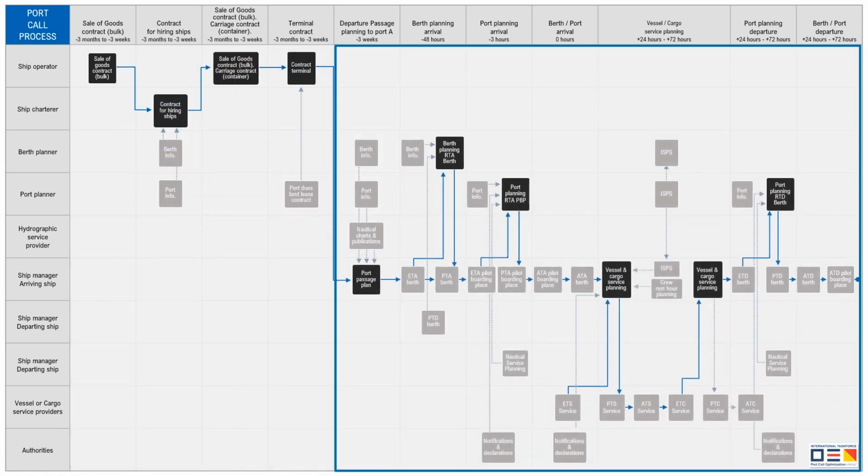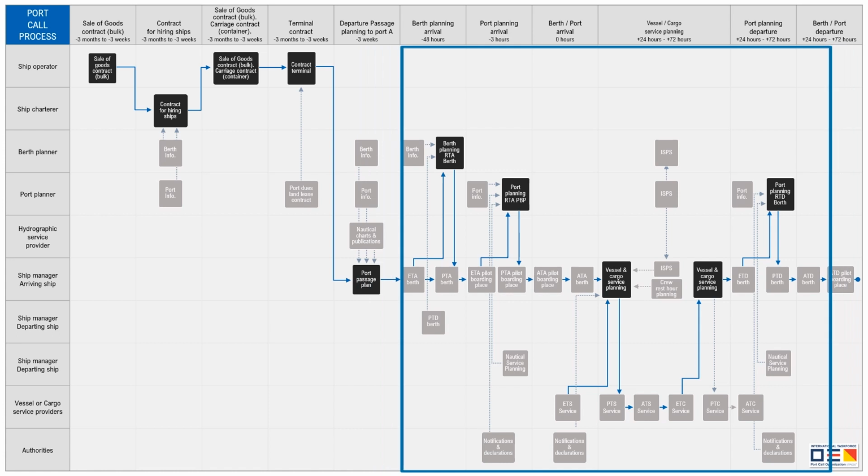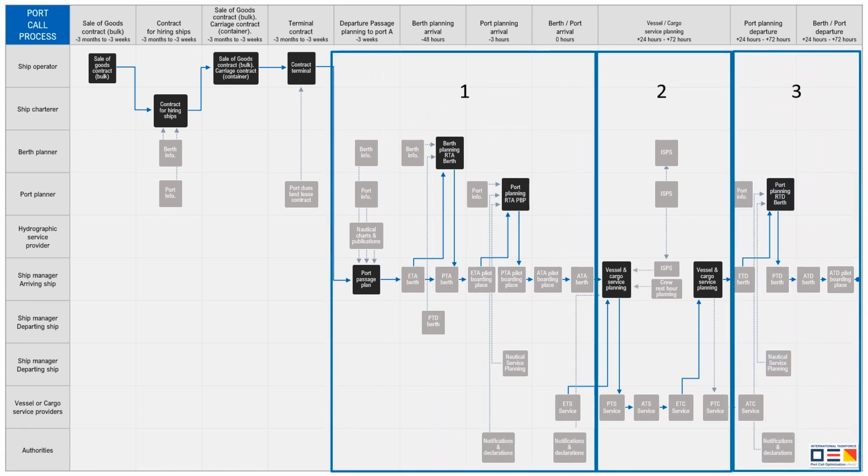Secondly, let's look at the operational phase. It is important to understand that parties in the operational phase have been assigned and operate according to the agreements in the contractual phase. The operational phase can be divided into three parts. 1. Sailing the ship to the berth. 2. Cargo and vessel services at the berth. 3. Sailing the ship from the berth.